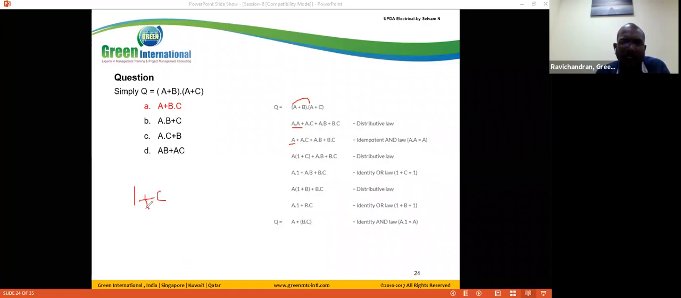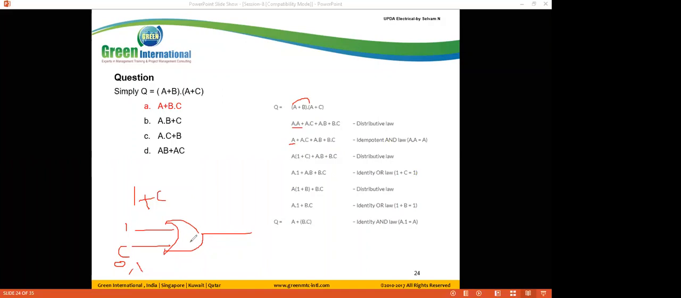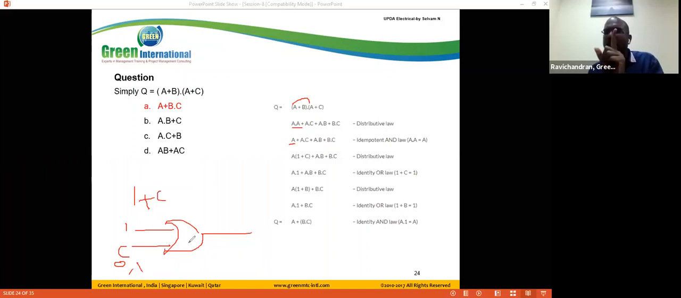That is, here using OR gate. Here I do the 1 input, here C. The C may be a 0 or 1. Here they are using the OR gate. What is the truth table for the OR gate? Any input, if the 1, the output is 1. So irrespective of the value C, 1 plus 1, we get the answer 1. So we can say A as it is, the 1 plus 1 becomes 1.